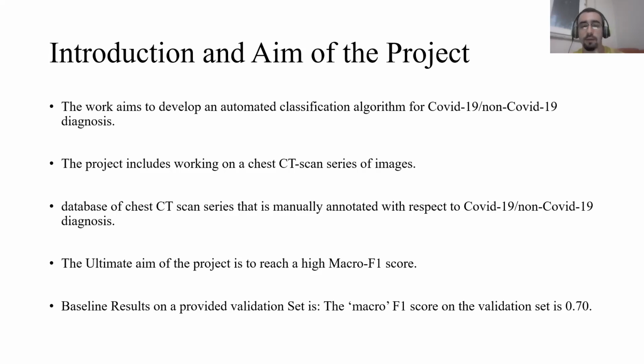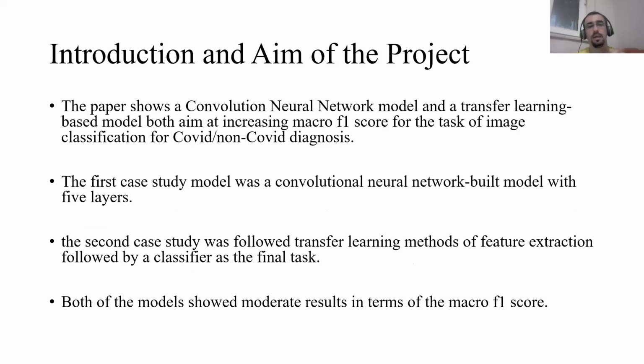So what we aim for in this project is mainly to get a high macro F1 score. The baseline score on the validation set is 0.70, so it's very much preferred to reach higher than 0.7. The paper here shows a convolution neural network module and also a transfer learning module. These are the two case studies. One is concerned with a convolution neural network, and the other with a transfer learning module for feature extraction and then a simple classifier.